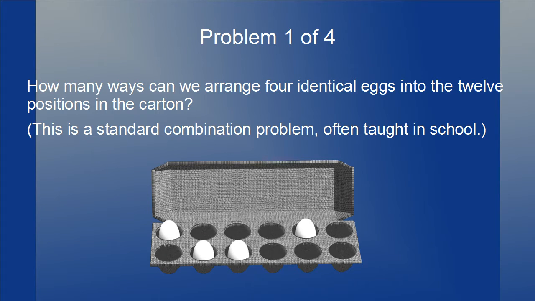So I would like to pose 4 problems arising from this. The first and obvious problem is how many ways can we arrange 4 identical eggs into the 12 positions in the carton? This is not in any way a trick question. It's the standard question that you'll find in any introductory probability course in high school or college. And I think many people would be able to do this, either reasoning it out or looking up the formula in a text.